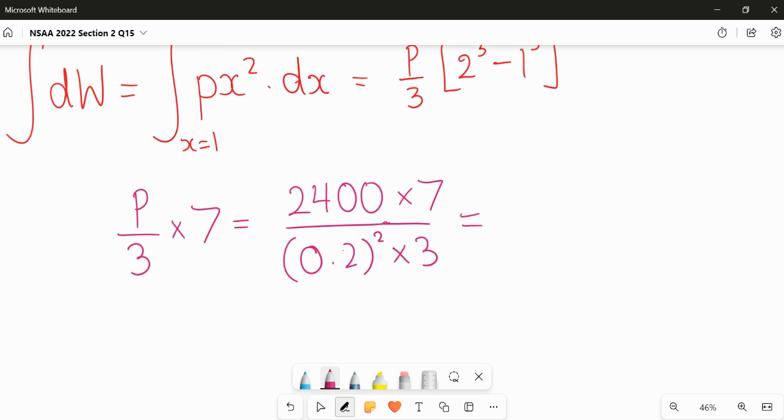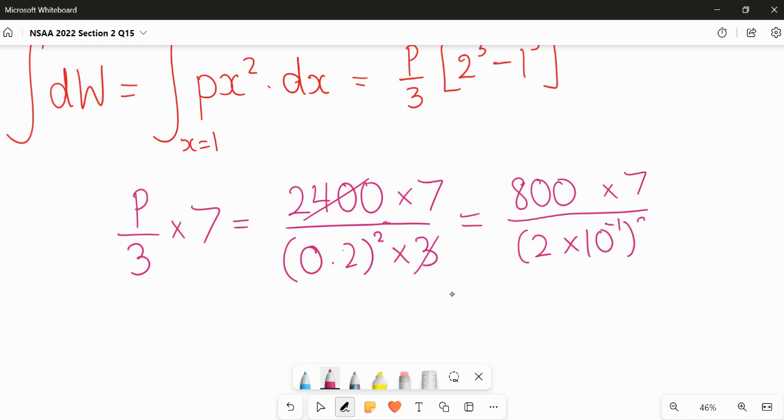Cancelling some things out, we have 800. We cancel the 3 and 2,400. And then we have times 7. And then I'll write this as 2 times 10 to the minus 1 squared, because usually in the NSAA, you don't want to work in decimals. So we try to get things in either fractions to look for cancellations or powers of 10, i.e. standard form. This makes calculations or arithmetic quite a bit easier.